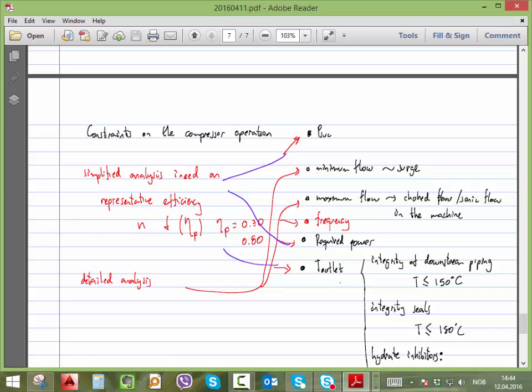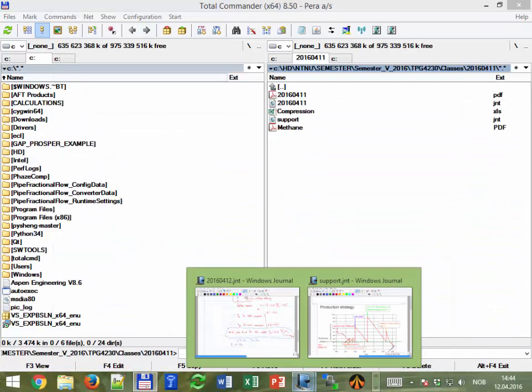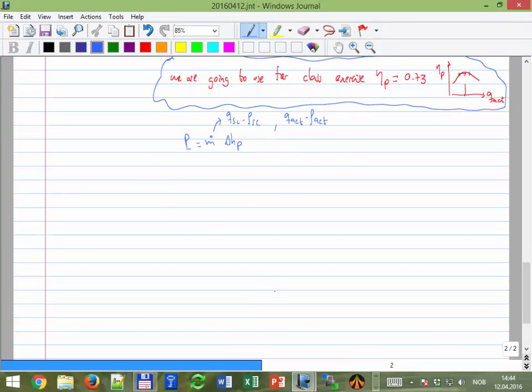Require power and T outlet. So I think we are more or less done, more or less. So the only thing is to talk a bit about performance curves of the compressor.